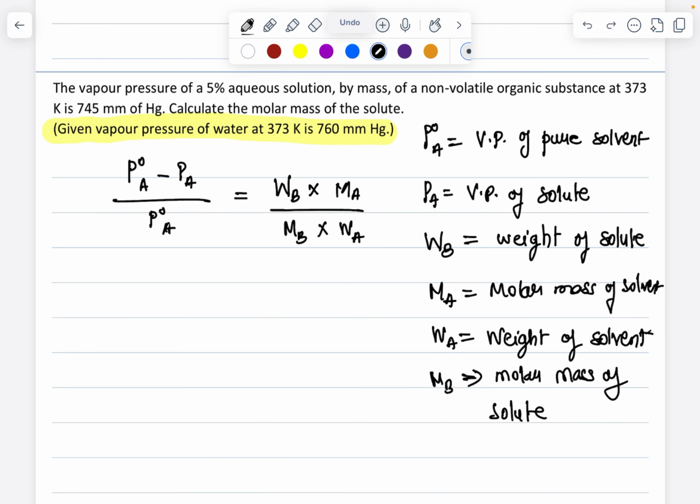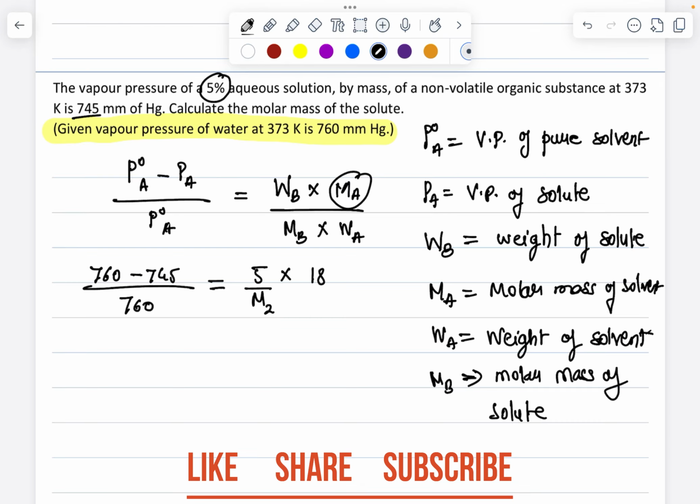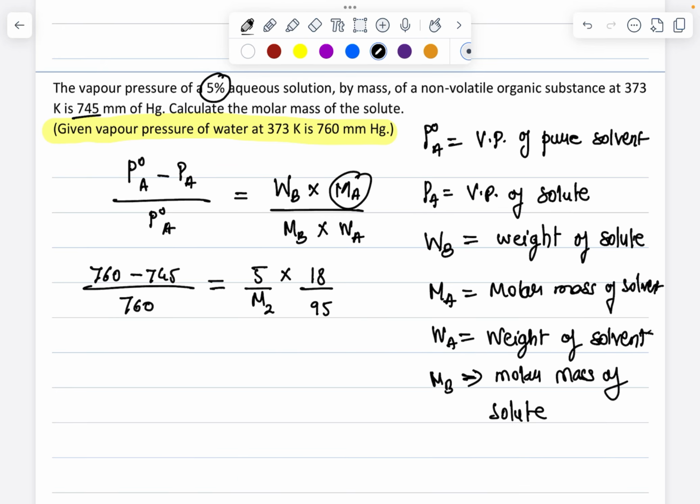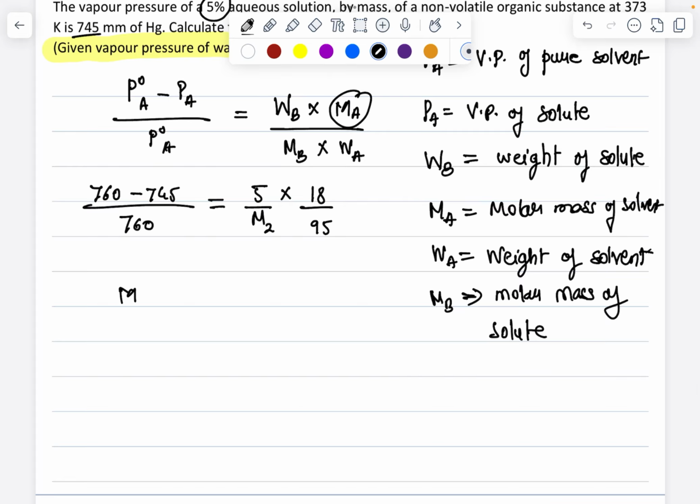So what we know over here is that this is 760 minus 745 divided by 760, like pure 760, and they have given 745. Weight of the solute is 5 grams, means 5% aqueous solution means what? It is 5 grams in 100 ml. M2 we need to find, and the molar mass of the water, MA of the solvent, is 18 grams per mole, and the weight is 95. When you solve this for M2 it will come to 5 into 18 into 760 divided by the difference.